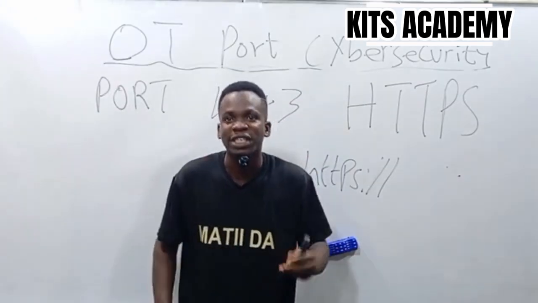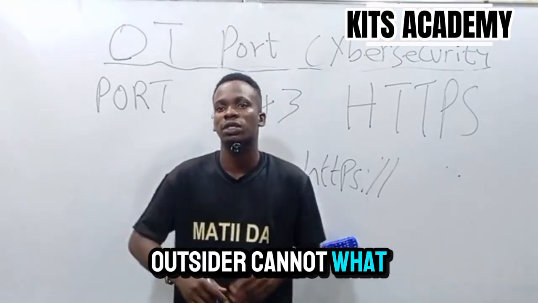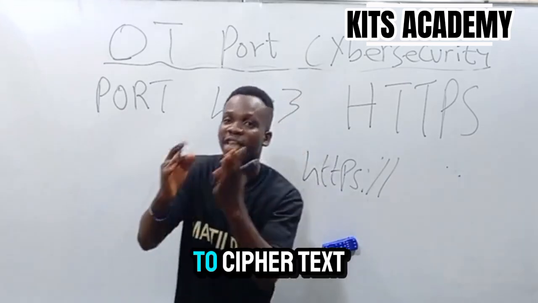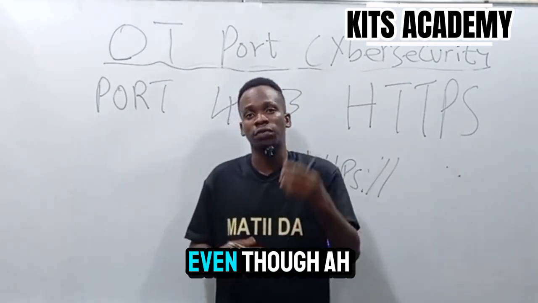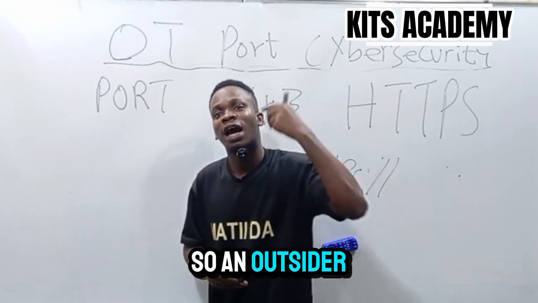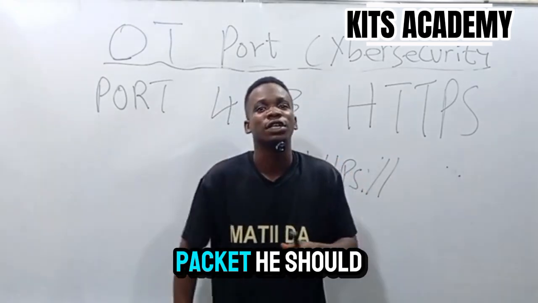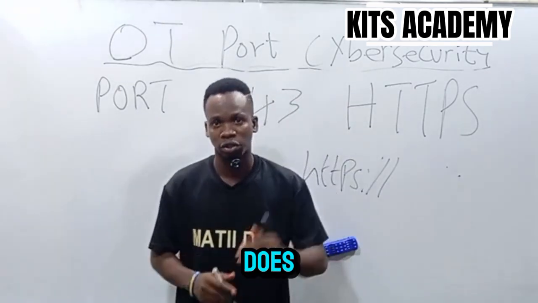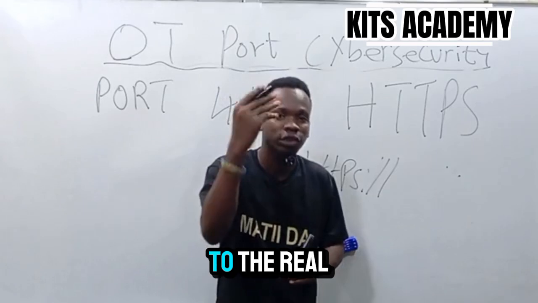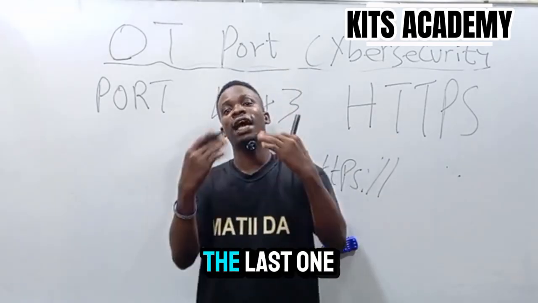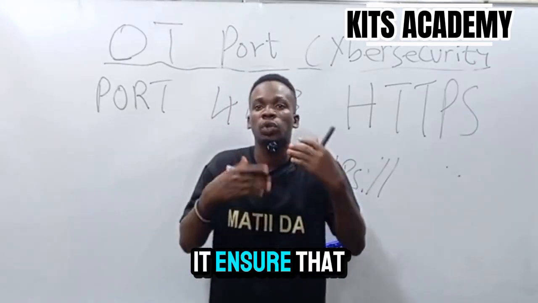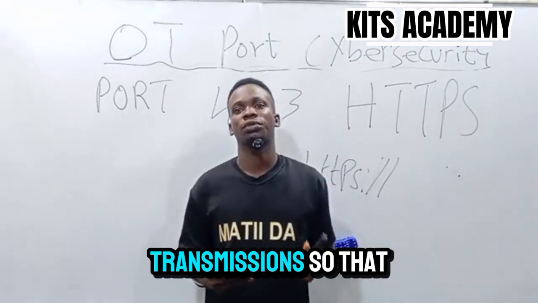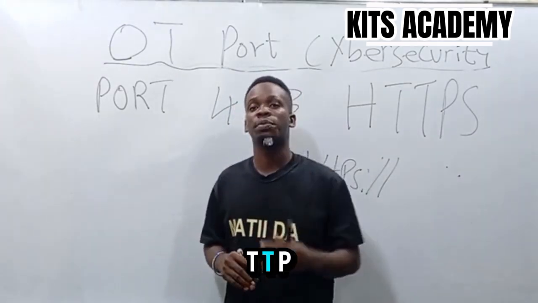Number one, encryption. It scrambles information so outsiders cannot read it, which means it converts plaintext to ciphertext, so even if an outsider has access to the traffic or the packet, they should not be able to decrypt it. Number two is authentication. It confirms you are talking to the real party. The last one is integrity. It ensures the message is not altered during transmission. Those are the things HTTPS does.